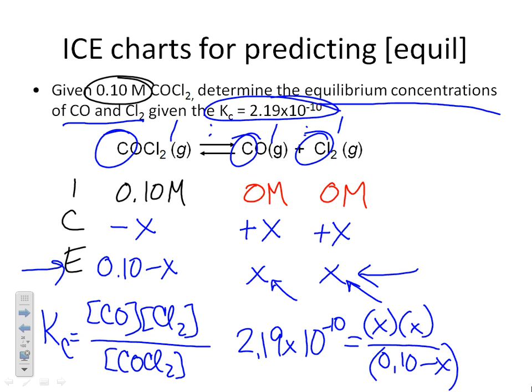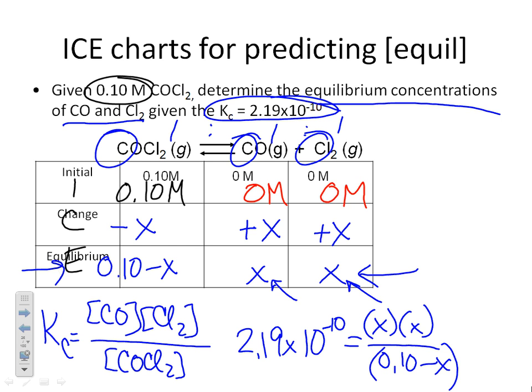You totally know how to do that in your math classes. I know that you do. So at this point, it really just becomes a question of algebra. However, if you're looking at that, hopefully you're starting to realize that that's going to get a teensy bit gross when you solve it. You're going to have to carry the 0.1 minus X over to the 2.19 times 10 to the minus 10th side, and then you're starting to look at a quadratic.